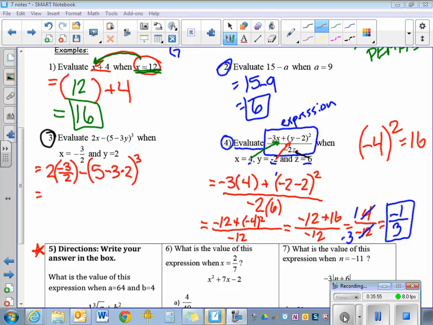All right. So then 2 times negative 3 halves. Remember with fractions, we just multiply straight across. So 2 times negative 3 is negative 6. 1 times 2 is 2. And then let's simplify the inside of my parentheses. So I have 5 minus 3 times 2. I have to multiply first. So 5 minus 6 cubed. And then what's negative 6 divided by 2? Get negative 3. And 5 minus 6 gives us negative 1.